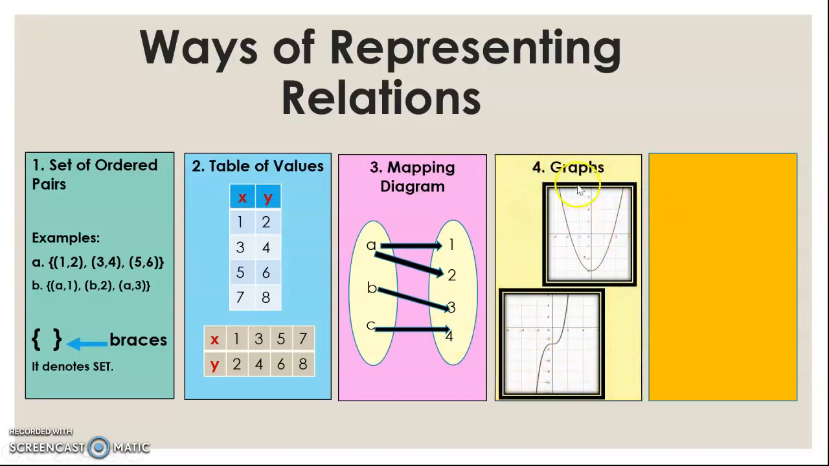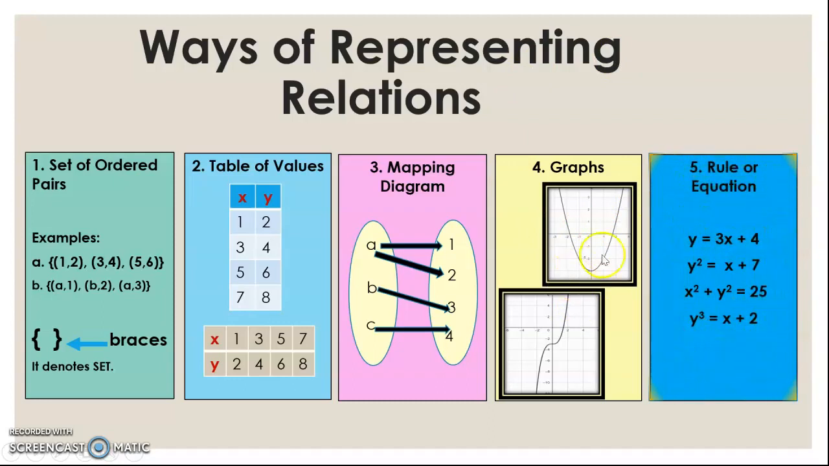Now the fourth way of representing relations is through graphs. So these are some examples of graphs. I believe nakakita na rin kayo ng ibang graphs aside from what are shown in our pictures. And the last way of representing relations is through a rule or an equation. This is a linear equation, this is a quadratic equation, and this is a cubic equation. So all of these are different ways of representing relations.